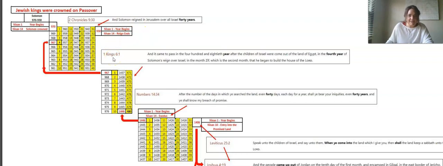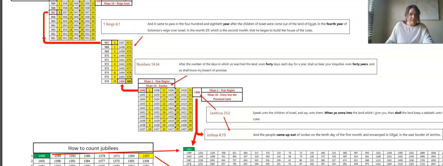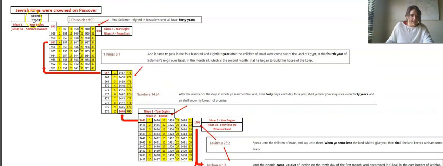From 1 Kings 6:1. It came to pass in the 480th year after the children of Israel were come out of the land of Egypt, in the 4th year of Solomon's reign over Israel, in the month Ziph, which is the 2nd month, that he began to build the house of the Lord. So if we say that Solomon began his reign in 970, then 967 would be the 4th year of his reign, and that is the year he began to build the temple.